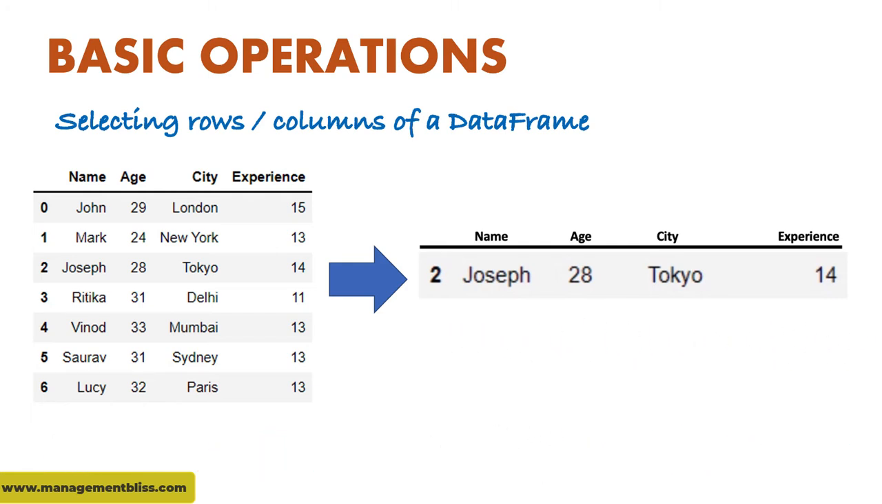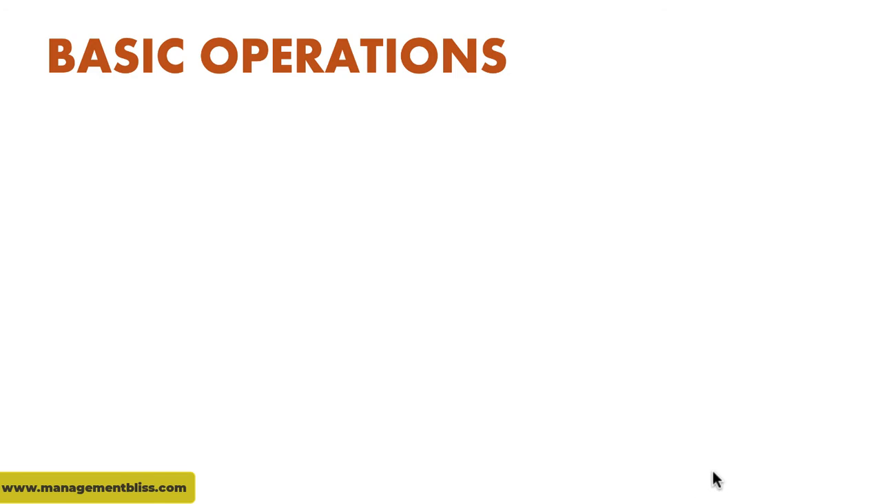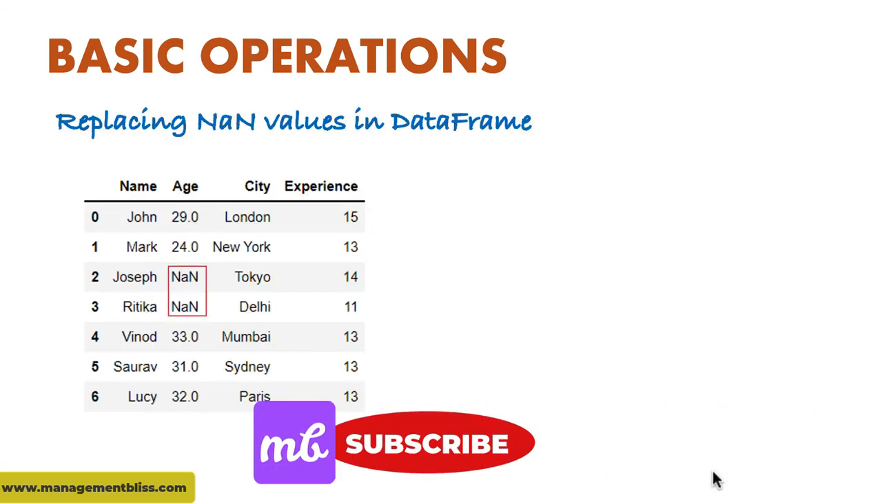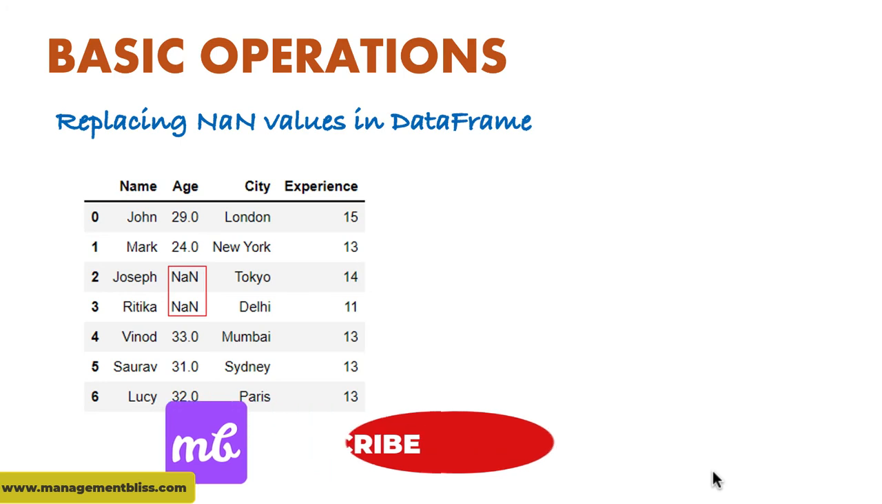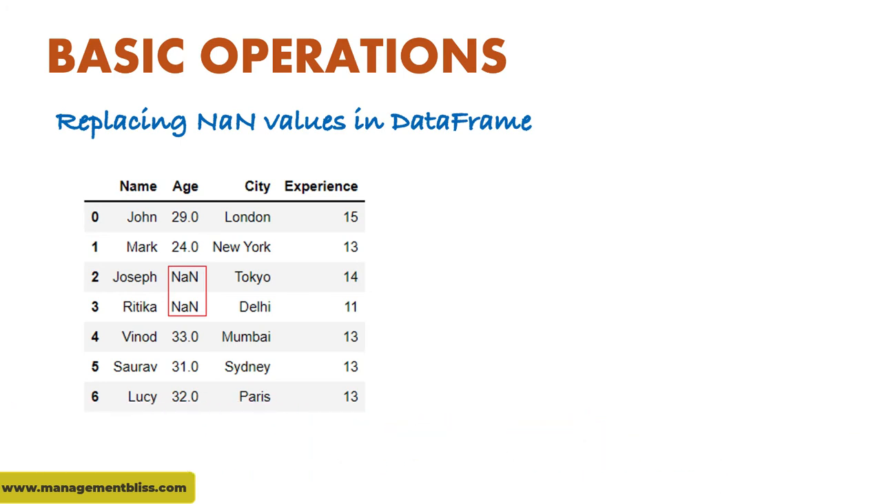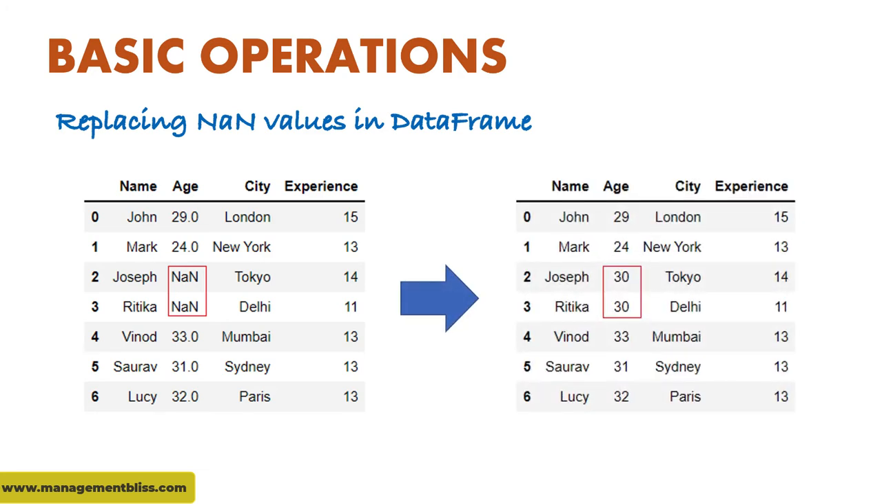Next is replacing NaN values in data frame. Assuming that we have a data frame something like this, which lost some data while importing raw data. In Pandas, the missing values are denoted by NaN. So, based on your requirement, you can replace these values with any appropriate data. For example, a sample Pandas API replaced the missing values with the mean of all the values of the column.